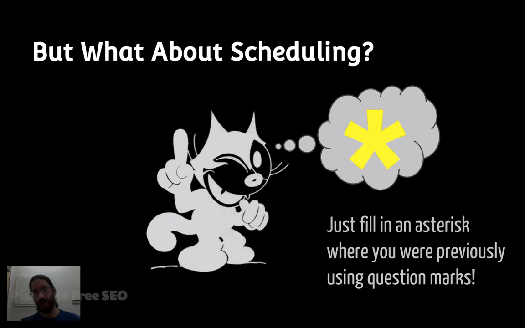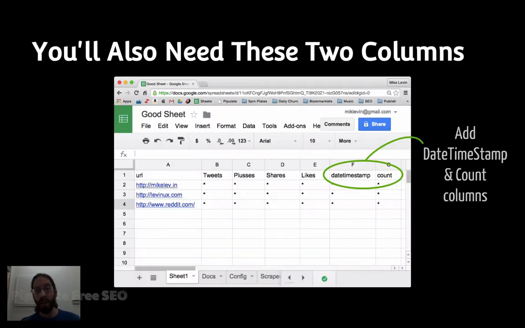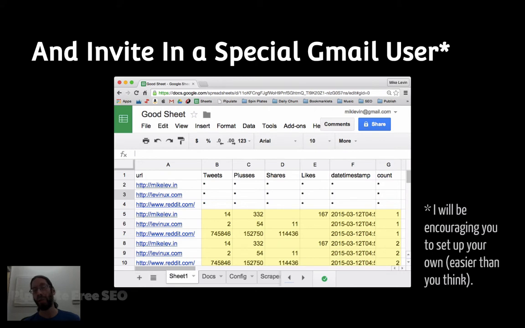Well, you remember those question marks we talked about a second ago? All you do is change the question marks into asterisks and add these two additional columns, date timestamp and count. And now you invite in a special Gmail address, and on an hourly or daily basis, I would recommend daily so your spreadsheet doesn't fill up too much, it does the question mark replacement and just flows it right in, and it just keeps getting longer like a log file. So again, favoring daily or even weekly is best so your spreadsheets don't fill up too fast.